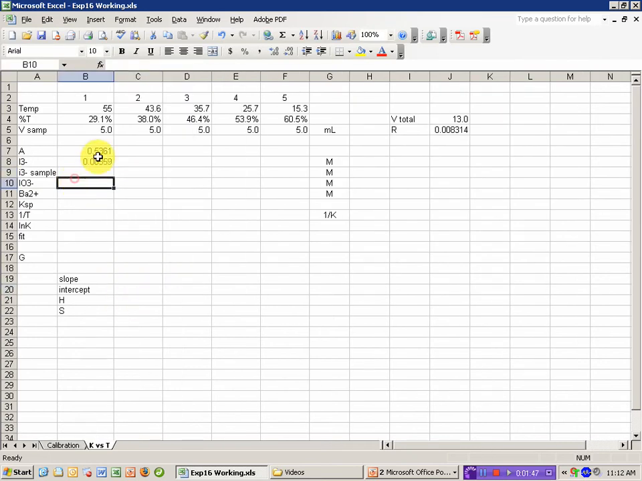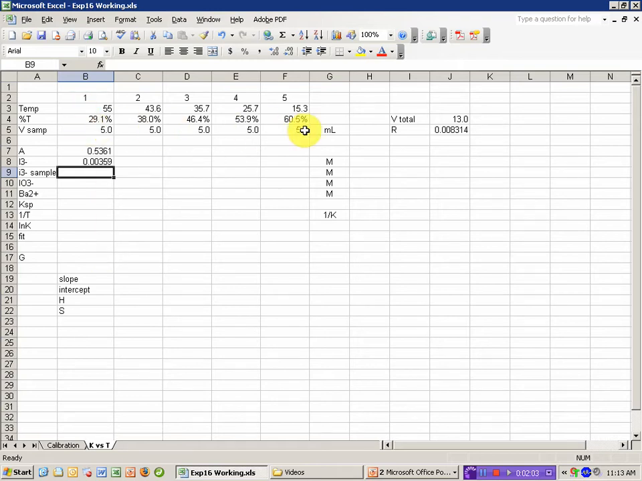Okay, so that was the second step. That gave me the concentration of I3 minus in that tube that you put in the spectrophotometer. But we need to know the I3 minus concentration in the sample. And this is a dilution calculation again.